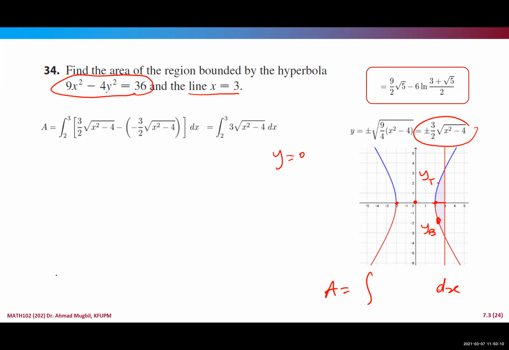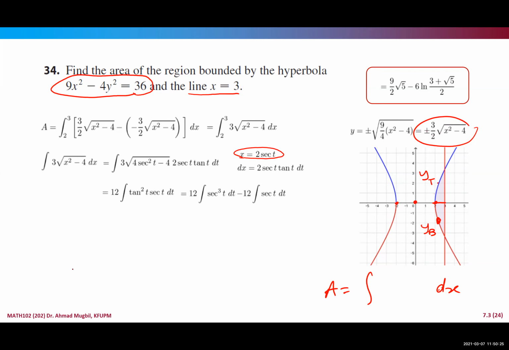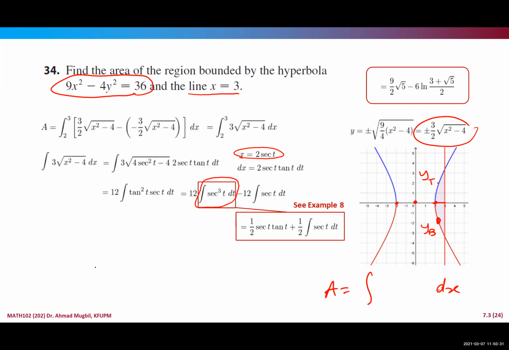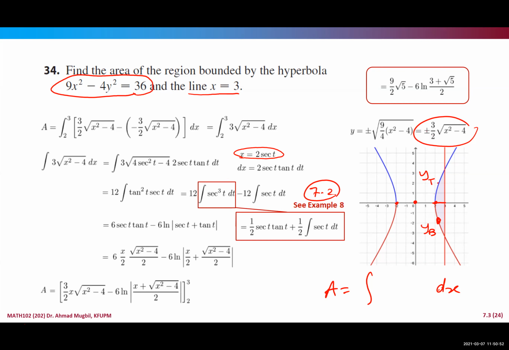So now you will evaluate this integral from 2 to 3. You know how to do that by what? By trigonometric substitution. You will put x equals secant theta. And then you will simplify. The problem here is that the integral that you will have is more complicated. Look what we have. We have an integral that we need to recall. For this, of course, you need to go to 7.2. If you remember 7.2, example number 8, integration by parts. We did this there. And of course, you need to use integration by parts to solve such an integral. And this is what you have after that. You will simplify, and this is the final answer.